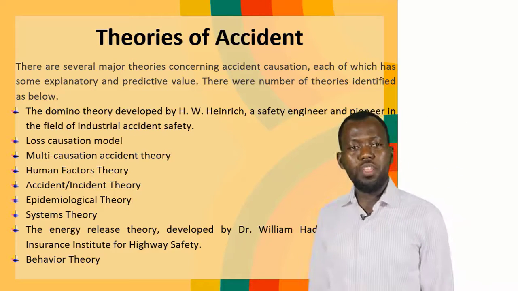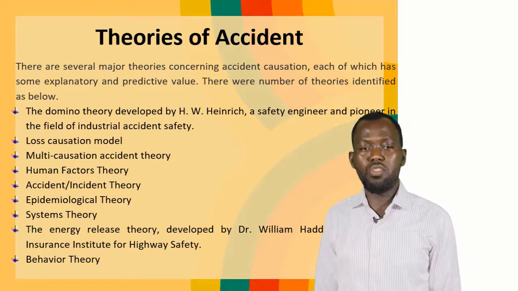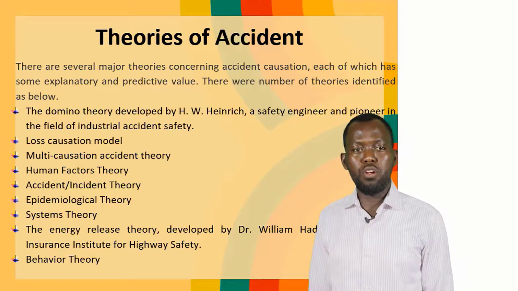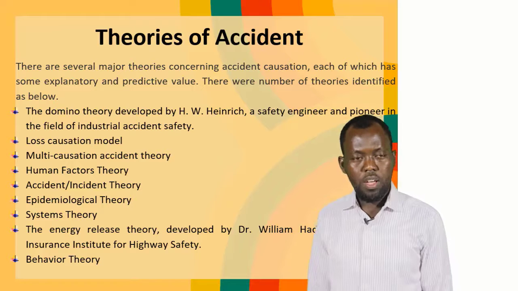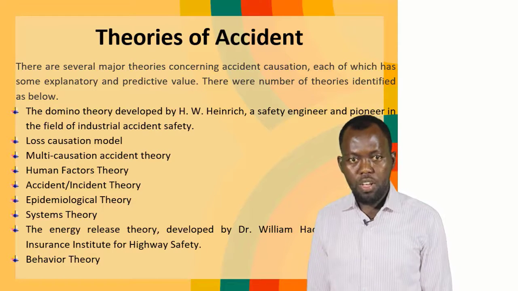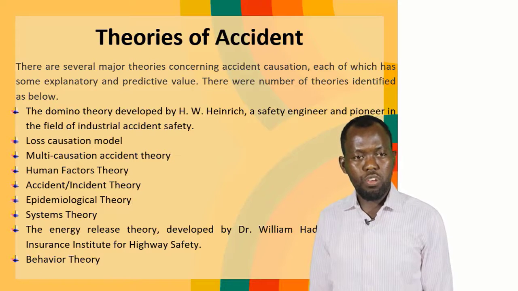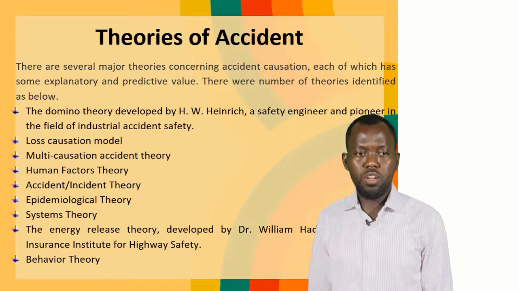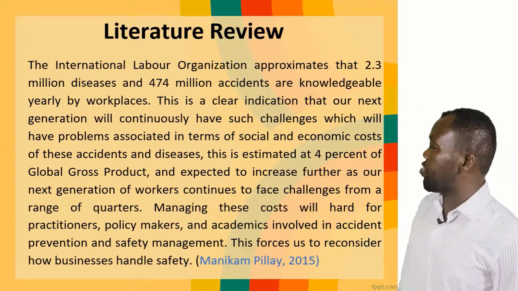We are going to look at the theories of accident, which is also a basis for the assignment presentation. There are several major theories concerning accident causation, each of which has some explanatory and predictive value. A number of theories are identified below. Among them are the domino theory developed by Heinrich, a safety engineer, and also the loss causation model, multi-causation accident theory, and human factors theory, among many. We are going to look at the literature review.